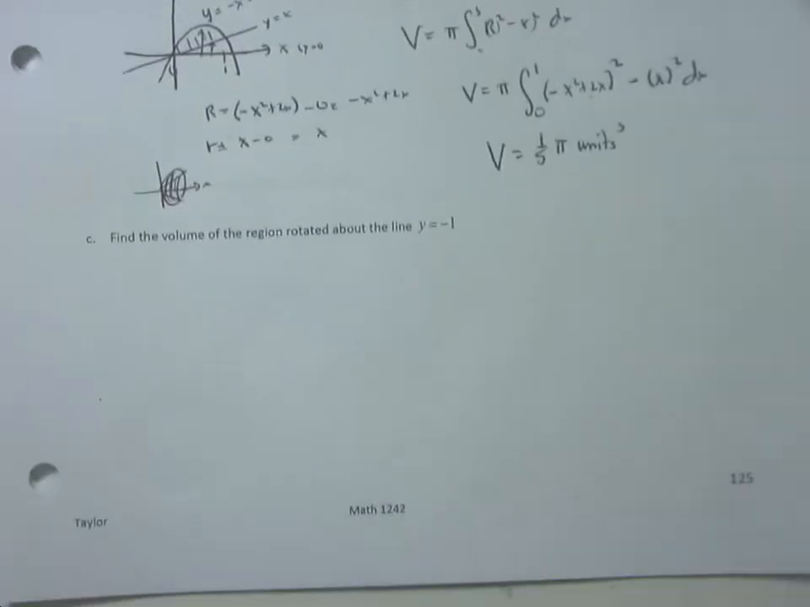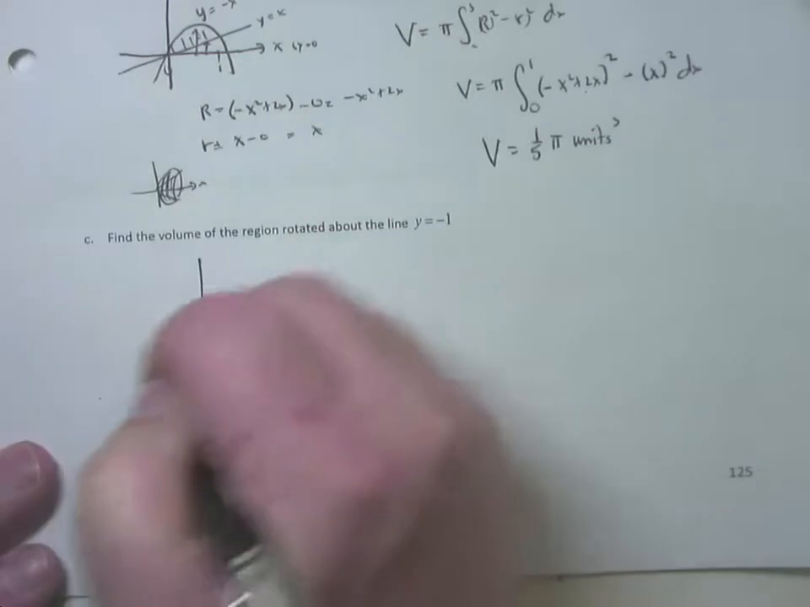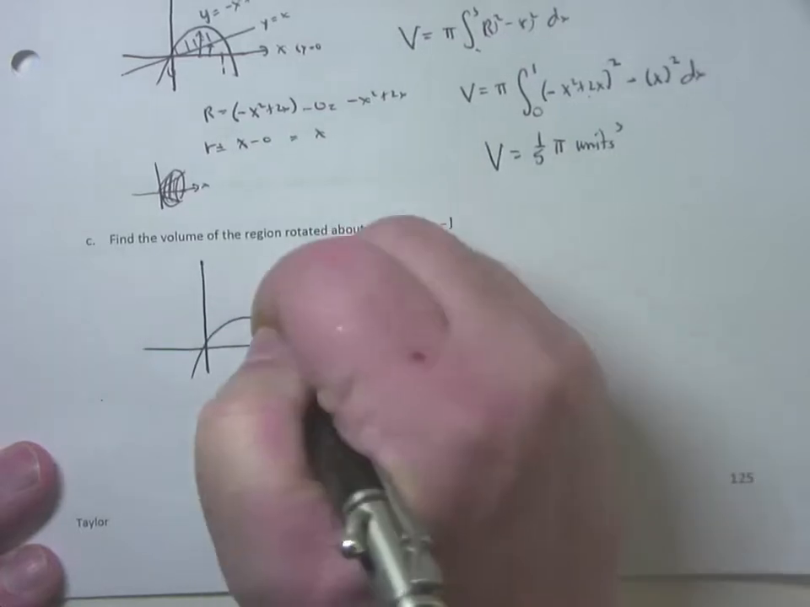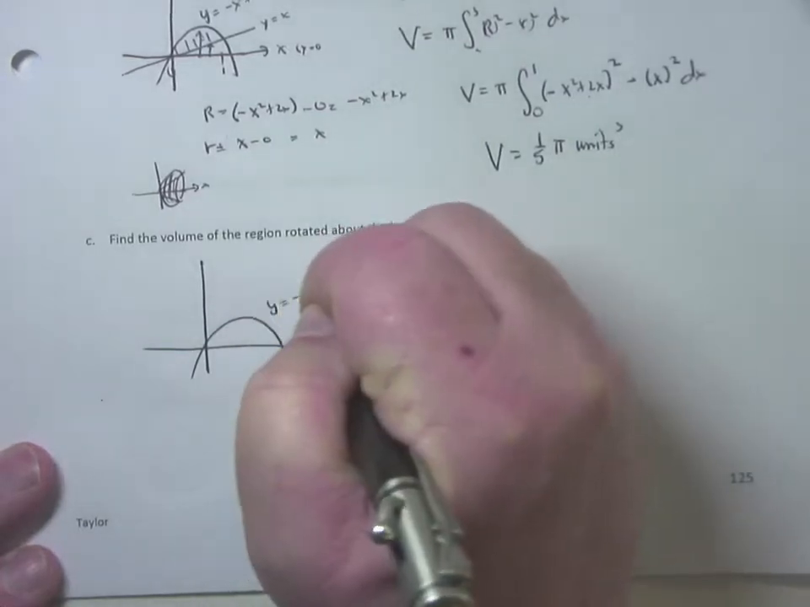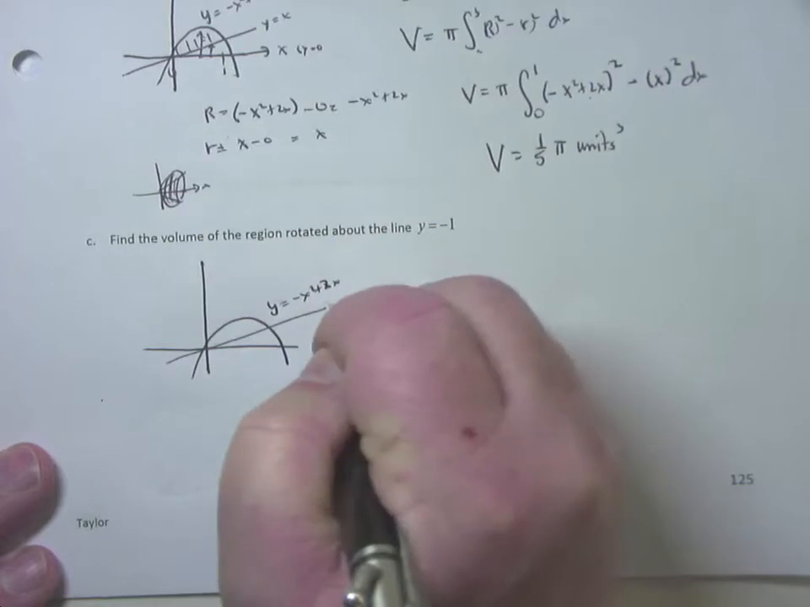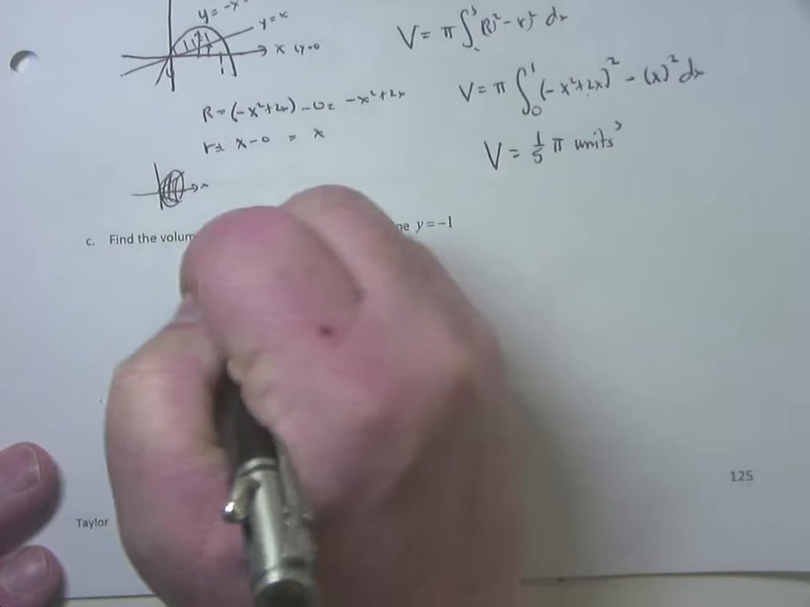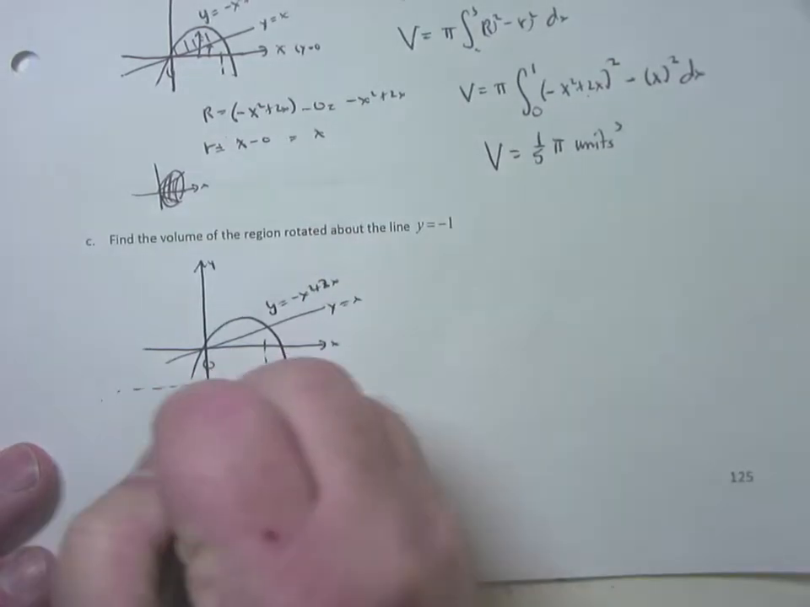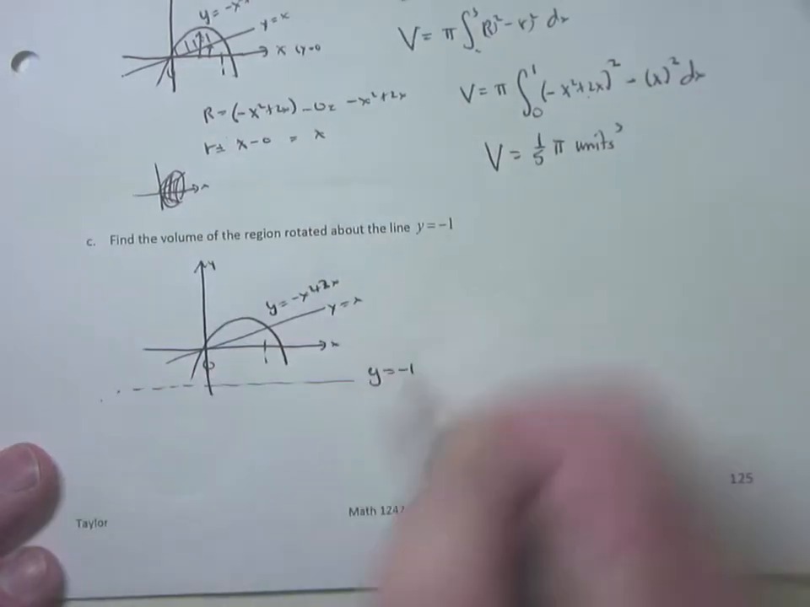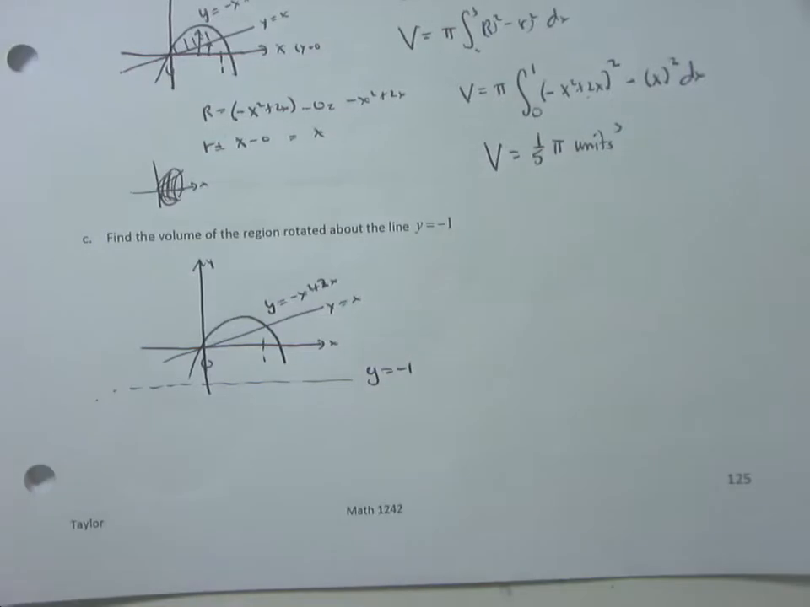Now, find the volume of the same region. Notice what we're doing. We're taking one region and beating it up. So, same region. Here is y equals negative x squared plus 2x. Here's the line y equals x from 0 to 1. But this time, we're going to rotate around the line y equals negative 1. But y equals negative 1 is parallel to the x-axis. So my function is in terms of x, and we're rotating this time around something parallel to the x-axis.